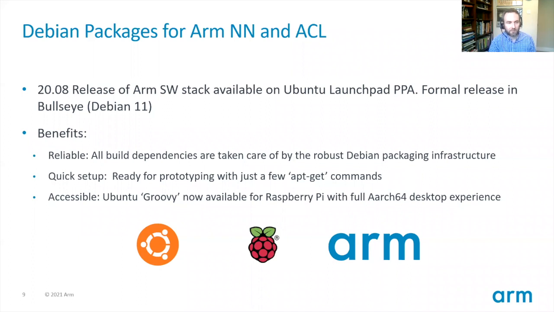Now, the benefit of this is it's reliable. All the build dependencies are taken care of by the robust Debian package infrastructure. And it's a really quick setup. Even I can do it. It's ready for prototyping with just a few apt-get commands. And it's accessible. So Ubuntu Groovy is now available for Raspberry Pi with full AArch64 experience. So with Ubuntu, with Raspberry Pi, with ARM software and ARM-based hardware, you can get started running machine learning for a very cost-effective price and in no time at all. So it really is a nice solution.